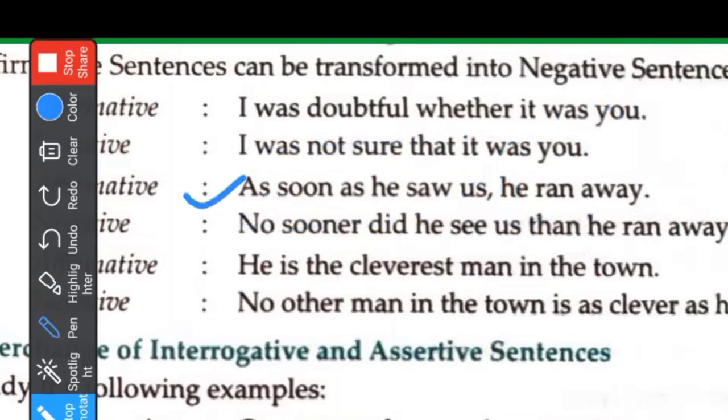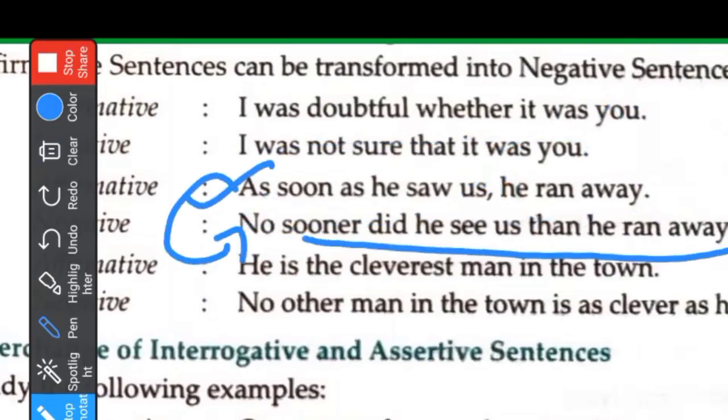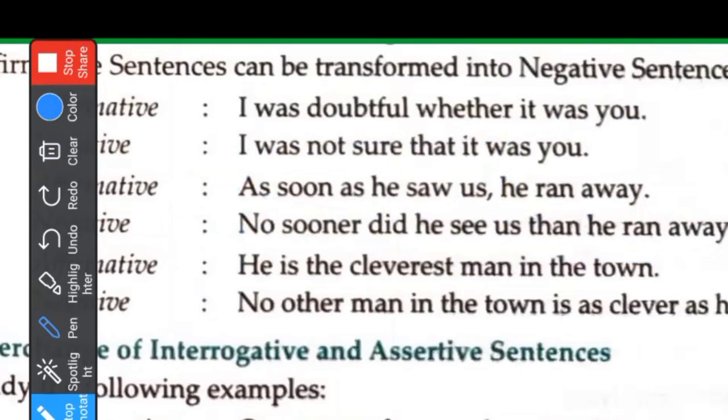Okay, and "as soon as" will turn into "no sooner" and the rest of the sentence. That we will explain. Now I'll explain that one. I'll give you 10 minutes more for the same.